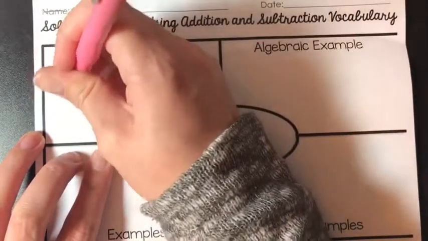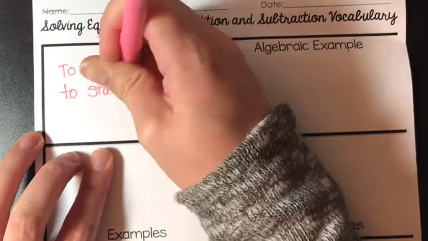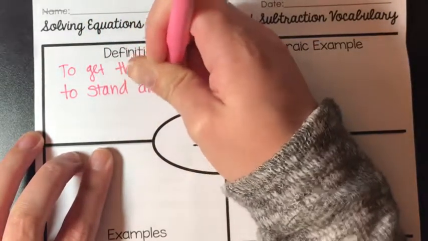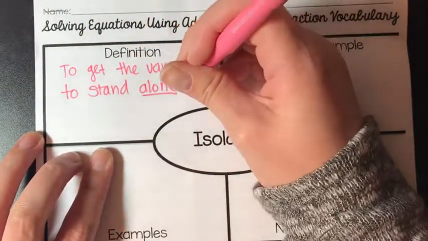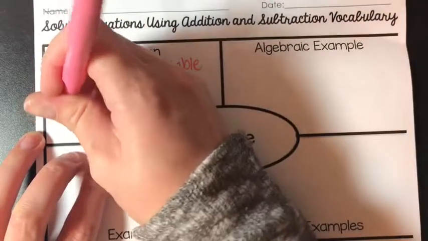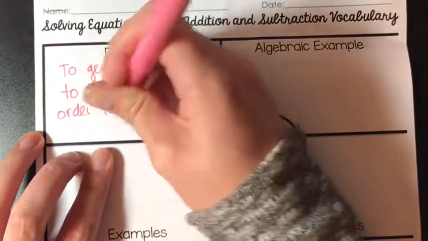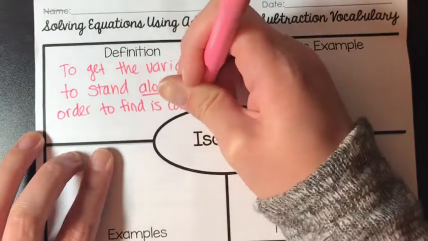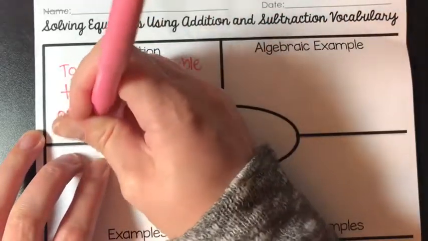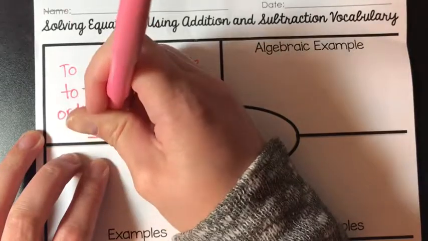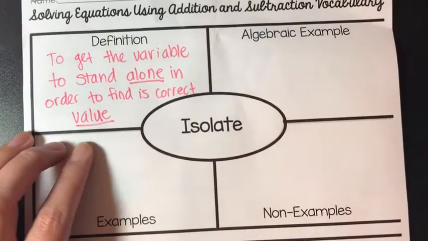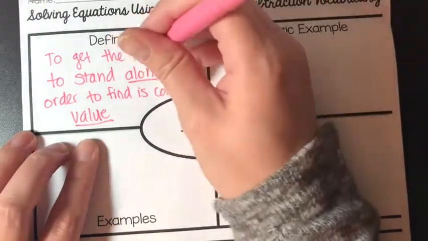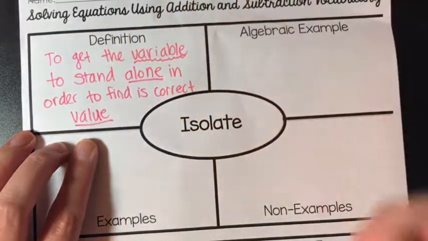variable to stand alone in order to find its correct value. When we're isolating a variable, it only applies to variables, letters representing numbers.